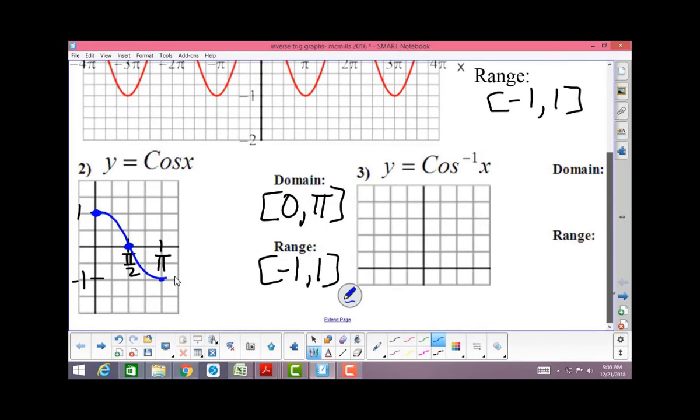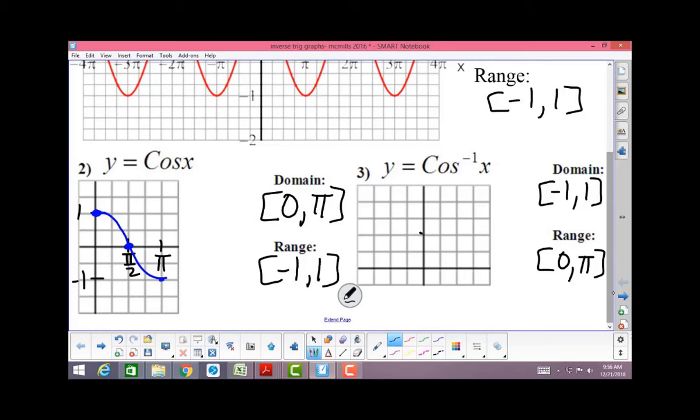So now what we're going to do is graph the inverse. Remember the inverse, you just switch your x and y values. So what that's going to do actually is make your domain your range and your range your domain. So just switch your domain and range. Your domain becomes -1 to 1 and your range becomes 0 to pi. And now I'm going to graph it.